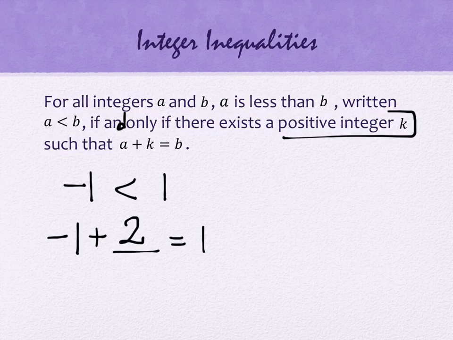And that satisfies the fact that it's supposed to be a positive integer that we're adding, not a negative one, because that actually won't work at all. Okay, so the reason that it's less than it is because if I add something to it, I can actually equal the other value.